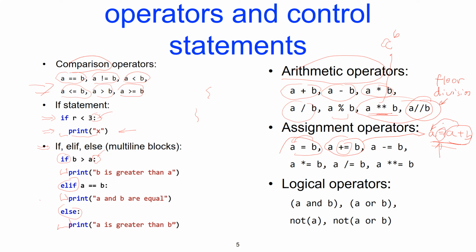Similarly, this is a equal to a minus b. You calculate a minus b first, then assign to a. But in shorthand, you can write a minus equal b. Similarly, this is the assignment version of a equal to a multiplied by b, then a equal to a divided by b.